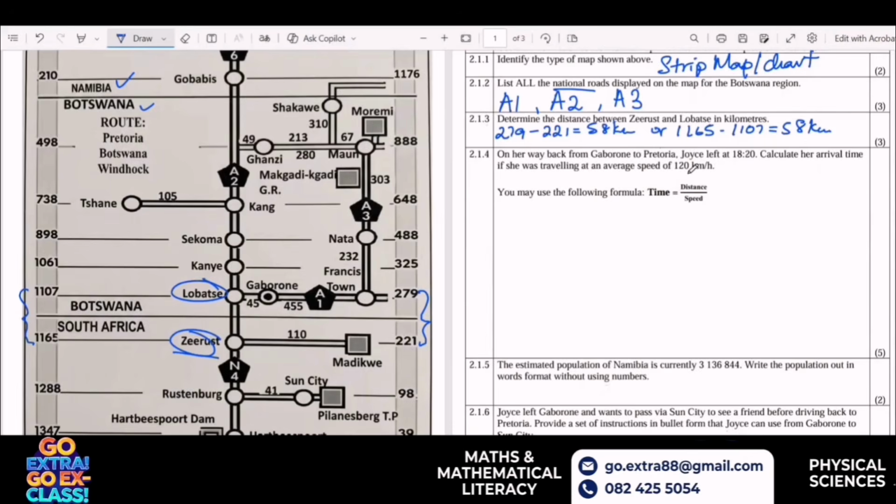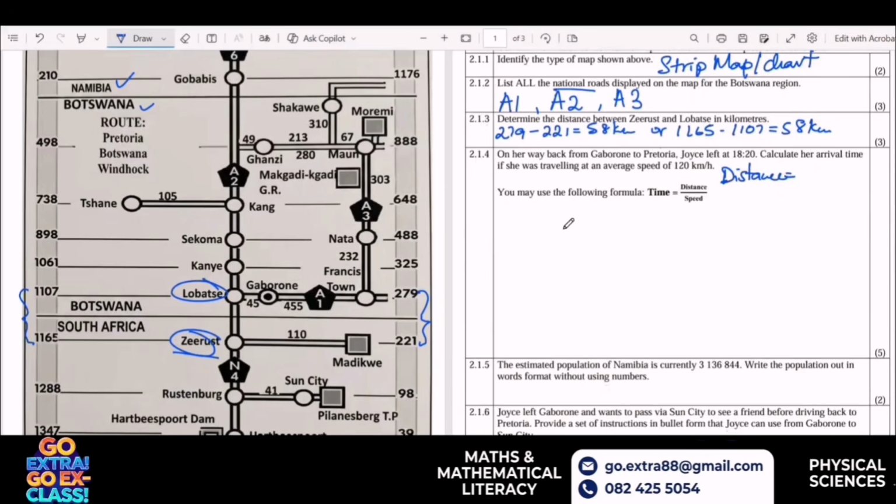But now, before that, we also need to find the distance between these 2 points. So what is the distance from Gaborone to Pretoria? So we need to find the distance there. So what is the distance now? Let's calculate it very quickly. So now, if we look for the distance, what would be the distance in this case?